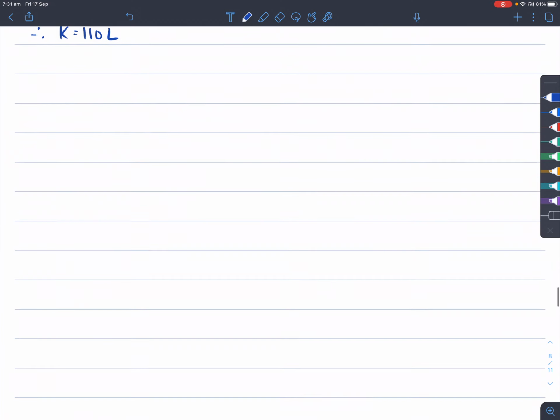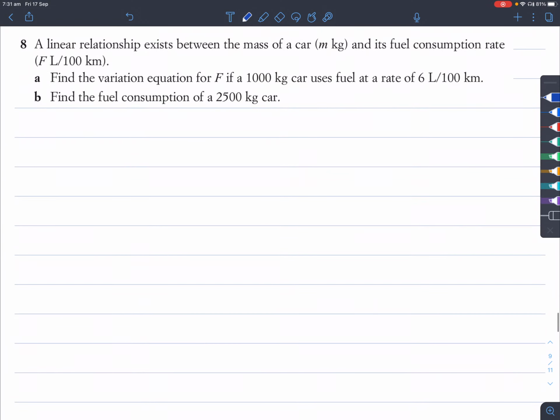Right, question 8. A linear relationship exists between the mass of a car and its fuel consumption rate, F L per 100 kilometers. So consumption rate is always measured in liters per 100 kilometers. Okay, you can find that on any car website. Then a linear relationship just means that it's directly proportional to each other. So the heavier the car, the more fuel it uses.